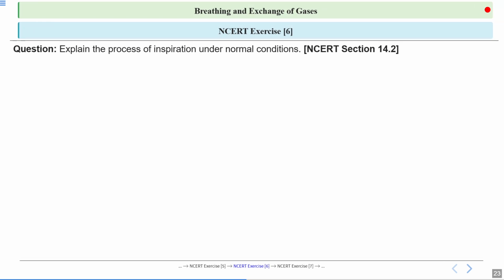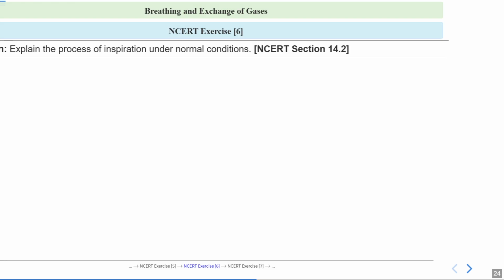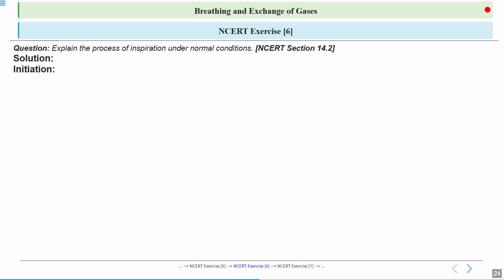Now, next question. Explain the process of inspiration under the normal condition. This question is coming from NCERT section 14.2. So, how does the inspiration start, that is the initiation of inspiration? The diaphragm contracts and flattens first of all. And why and how is it done? Let us see that first of all.